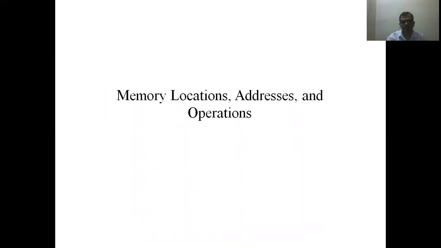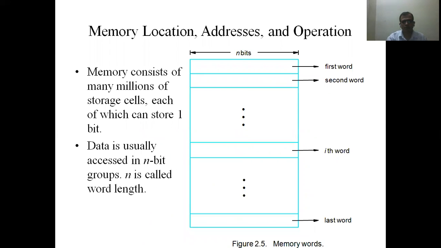So let us start with memory locations, addresses, and operations. In order to find the cell or the data, we need an address. How does memory exist? Memory is the storage location where the data is stored. The memory consists of many millions of storage cells. Each cell stores one bit of information, either 0 or 1.